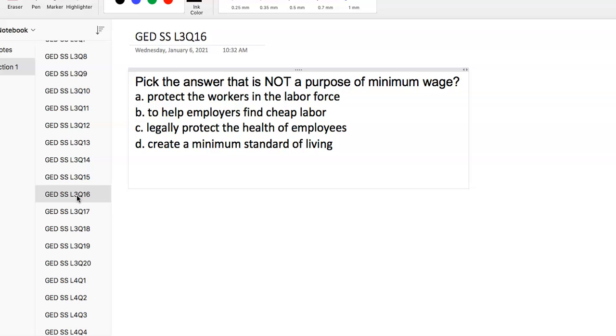Okay, minimum wage. Three of these are a purpose of minimum wage; one is not. Helping employers find cheap labor is not a purpose of minimum wage, right? Without minimum wage, they would be able to find even cheaper labor. The purpose of minimum wage was to stabilize the post-depression economy and protect the workers in the labor force. Minimum wage was designed to create a minimum standard of living to protect the health and well-being of employees.